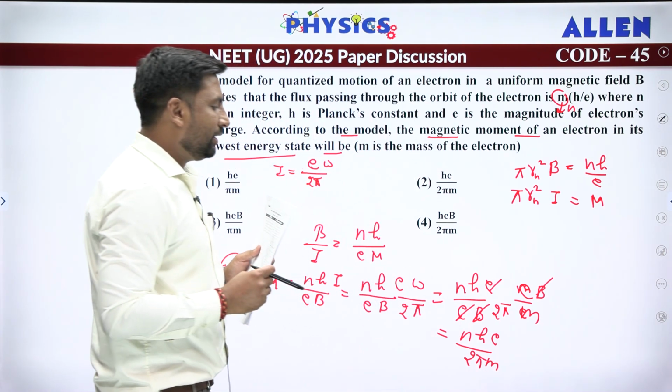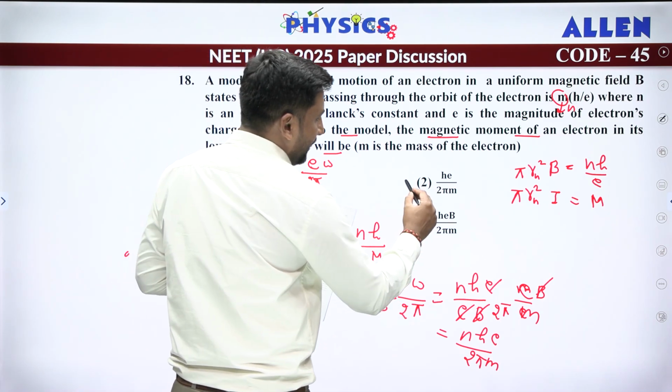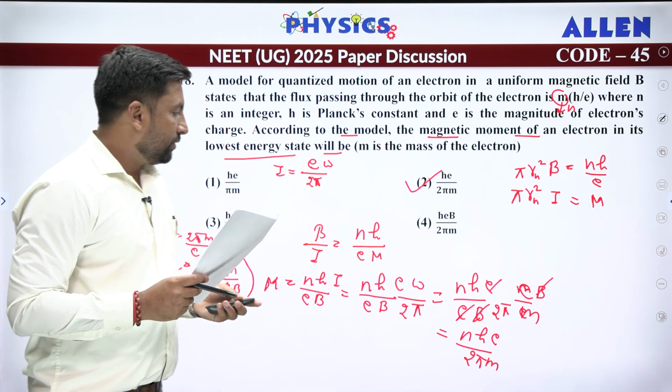Now we have to find in the lowest orbit. So for the lowest orbit, we can put n equals to 1. So we'll get the option 2 as the matching one.